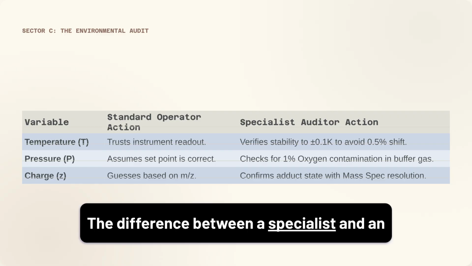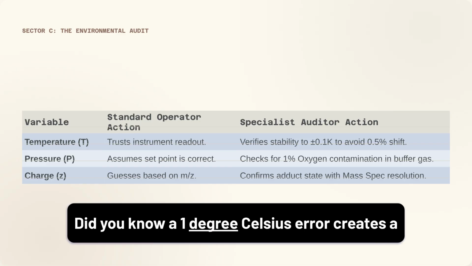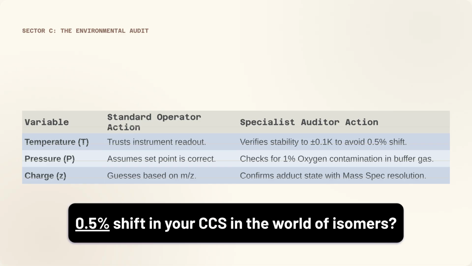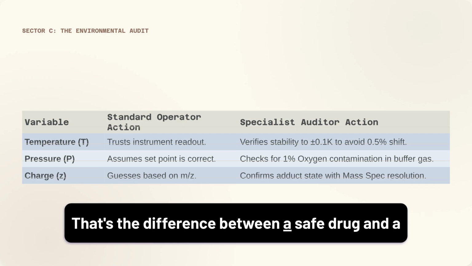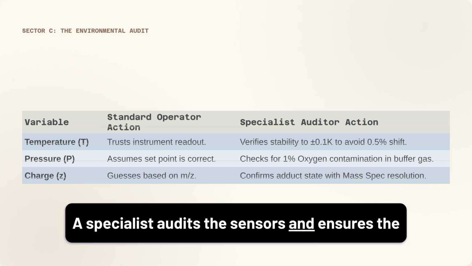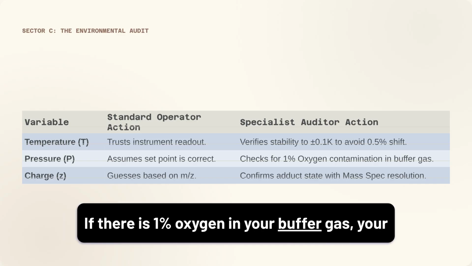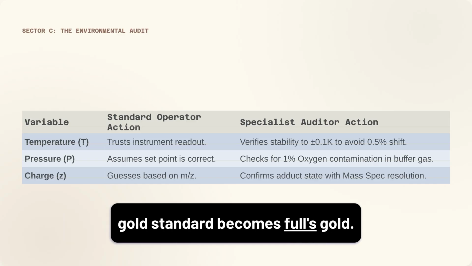The difference between a specialist and an operator is humility before the sensors. Did you know a 1 degree Celsius error creates a 0.5% shift in your CCS? In the world of isomers, that's the difference between a safe drug and a lethal impurity. A specialist audits the sensors and ensures the helium or nitrogen is pure. If there is 1% oxygen in your buffer gas, your gold standard becomes fool's gold.